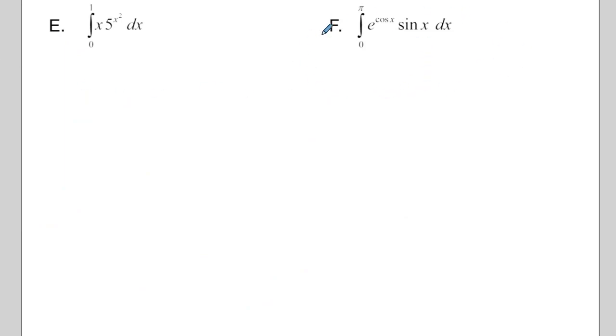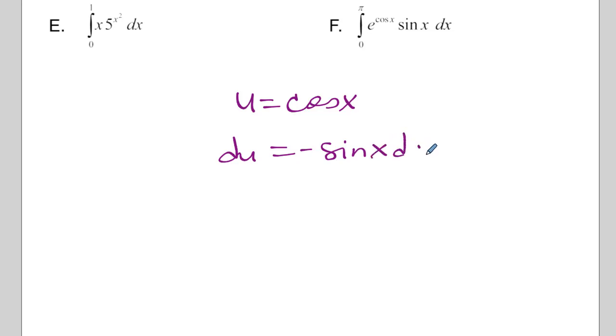All right, let's look at F. Here we've got the integral from 0 to pi of e to the cosine x sine x dx. This one looks pretty straightforward. Okay, in this one, I'm going to let u equal cosine x and du equals negative sine x dx. All right, so that means negative du is equal to sine x dx.